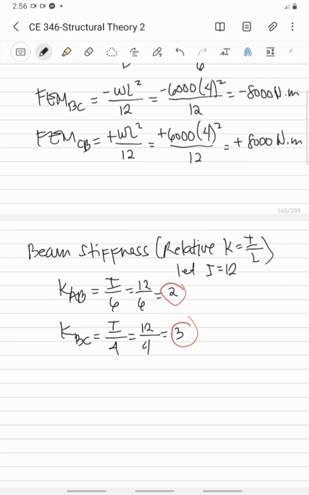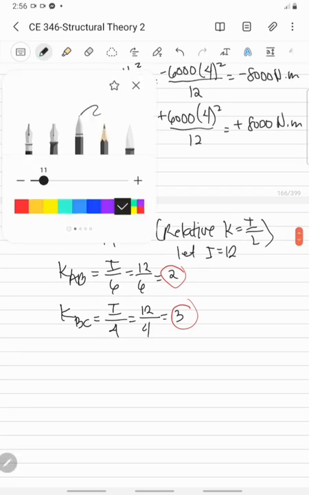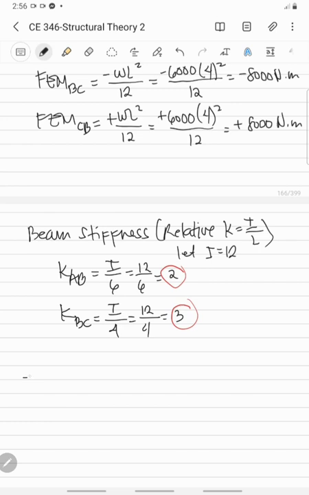Okay, so next will be the joint condition. So we have here, okay, we will have joint condition.